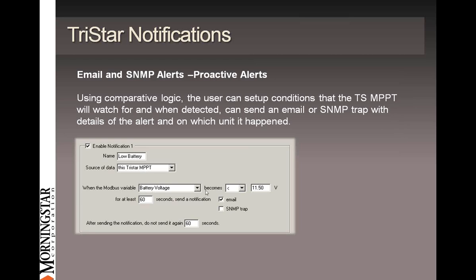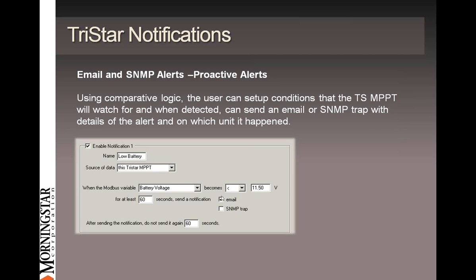When battery voltage becomes less than 11.5 volts, then for at least 60 seconds, because you don't want it to be tripping all the time. Every time the battery sags for a second, you get an email. You can set a little delay here, and then you check email or SNMP or both.